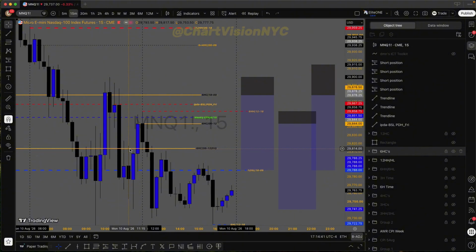Well, here's how the question becomes, what level do I sell? In any dealing range, what level do we sell? We sell the premium. Instant. Question answered. Done. So you would have been selling the weekly electronic open.